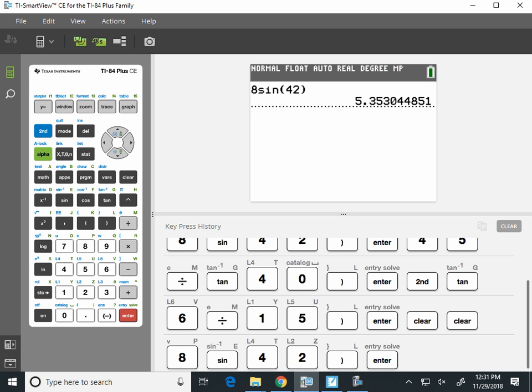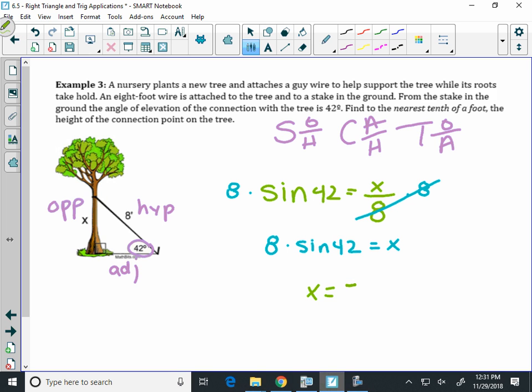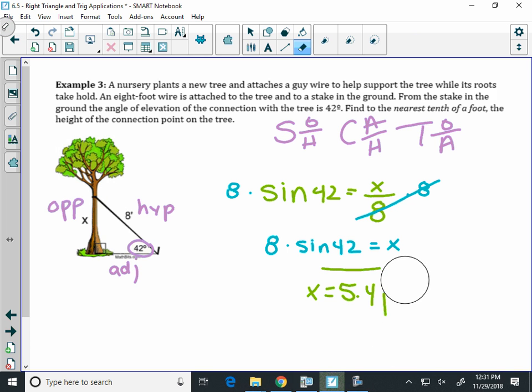Does anyone not get that? More than likely you're just in the wrong mode. Anyone not get that? If you didn't get that, let me know so you can fix your calculator. So round to the nearest tenth, so it would be 5 point what? 5.4. And then we would label it feet. That's the units they gave us, right? Feet.